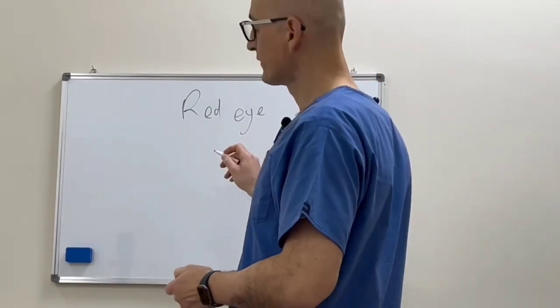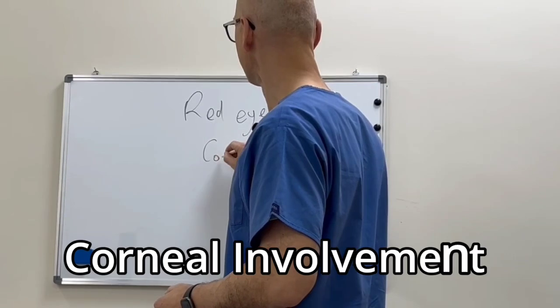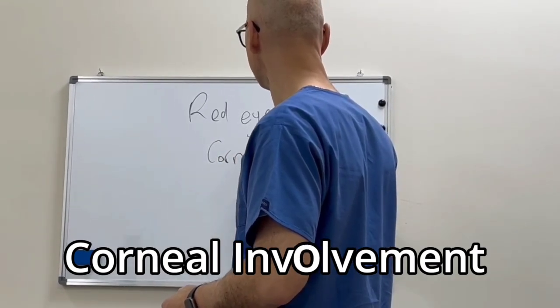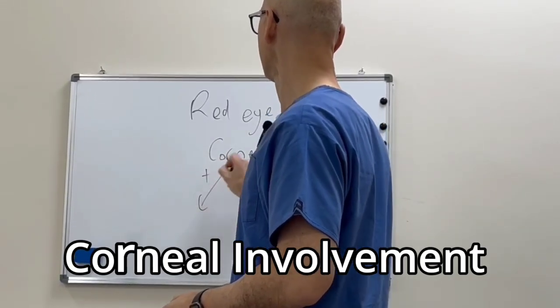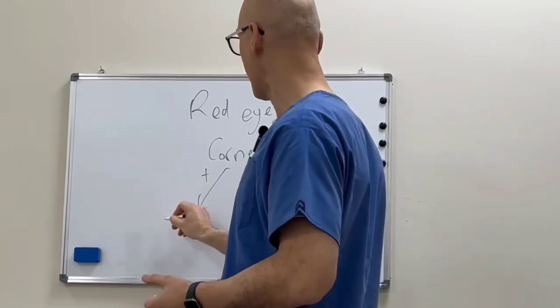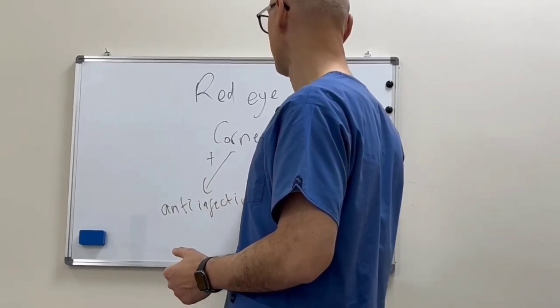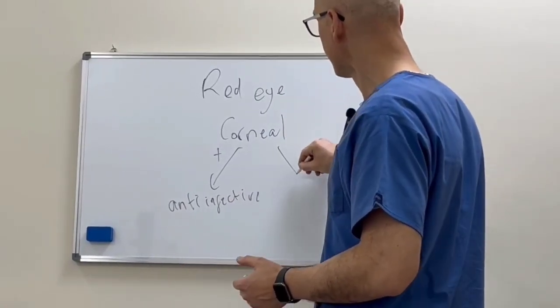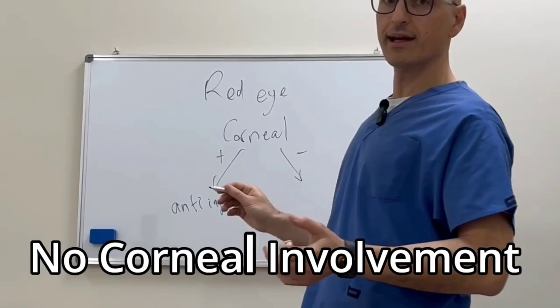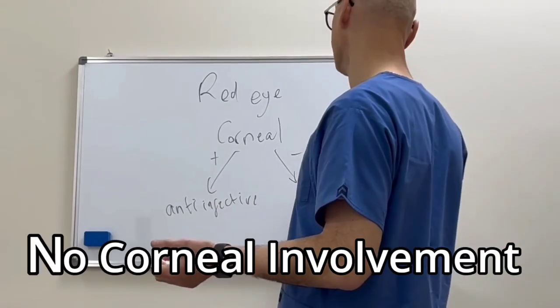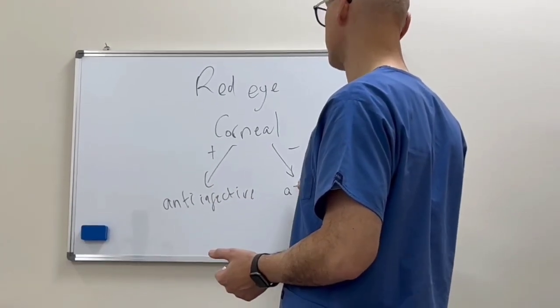So the way I differentiate is whether there is corneal involvement. If there is corneal involvement, then I have to treat with some kind of anti-infective, and most commonly that's an antibiotic. If there is no corneal involvement, then we can treat with some anti-inflammatory, and that's most commonly a steroid drop.